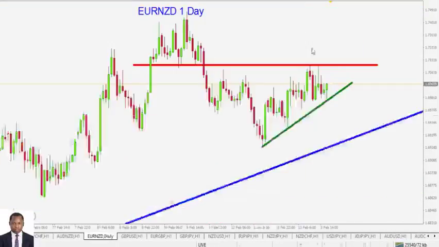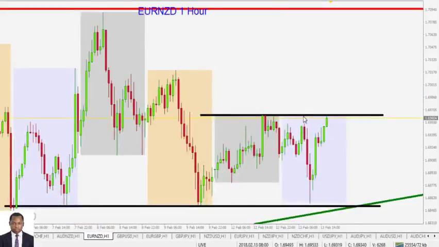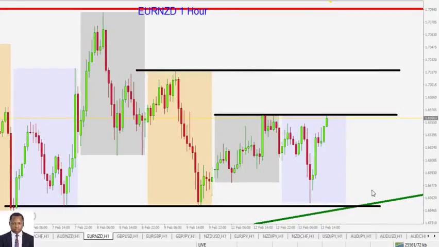The euro against the New Zealand dollar, another solid bounce. Rejection of that level. Price is likely to keep pushing to the upside by tomorrow. But let's see what's going to happen. It's looking absolutely bullish. Let's keep that level. Keep this one here.